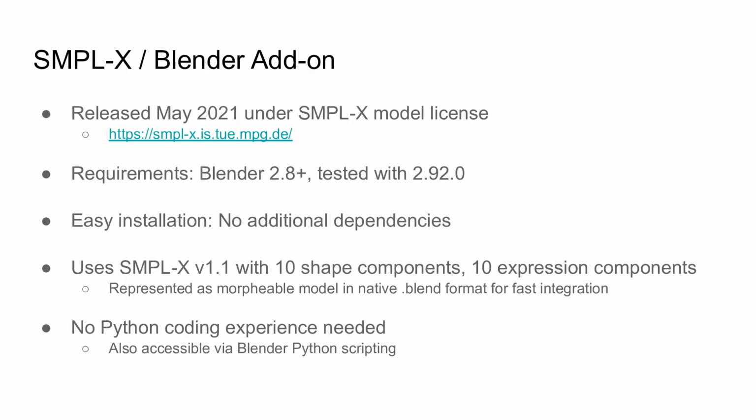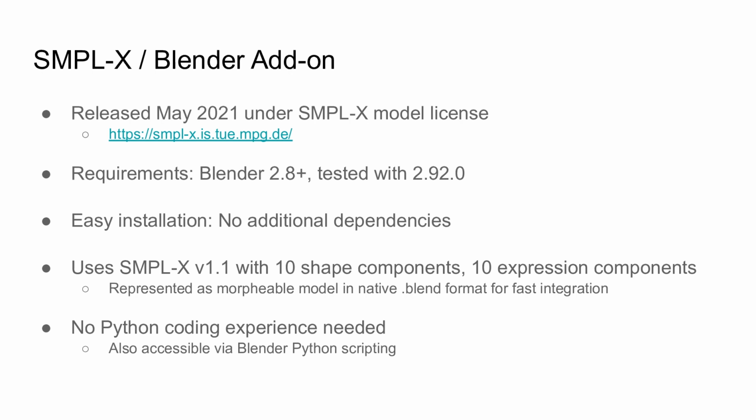To make it easier to use SMPLX in Blender, we released in May 21 a dedicated Blender add-on on the official SMPLX website. The requirements are Blender 2.8 or later, and it is very easy to install. We'll look at that in a few seconds. There are no additional dependencies, and it uses right now the SMPLX model 1.1 with 10 shape components and 10 expression components. Everything is represented as a morphable model in native blend format, which allows you to integrate it very fast into existing Blender scenes.